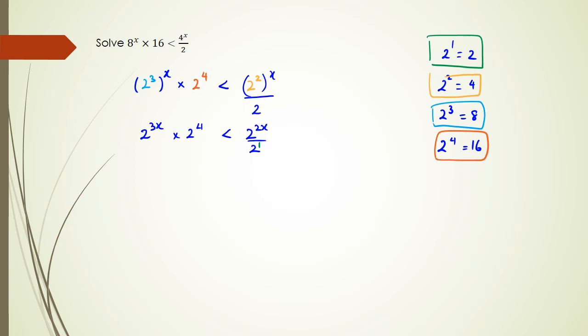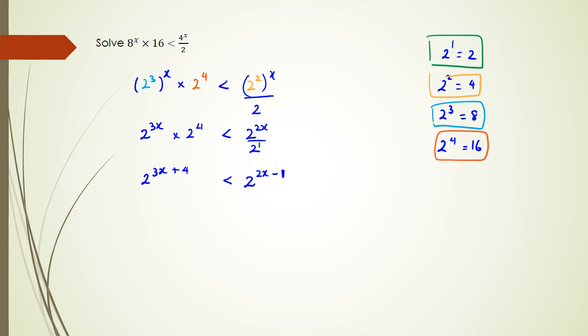So that means in the next line, when we multiply two numbers where the bases are the same, the powers get added up. So we have 3x plus 4 is less than 2 to the power of 2x. Now when we have two numbers with the same bases being divided, you subtract the powers. So that's where the 2x minus 1, that 1 actually comes from. Alright, and that's how you get rid of the 2.